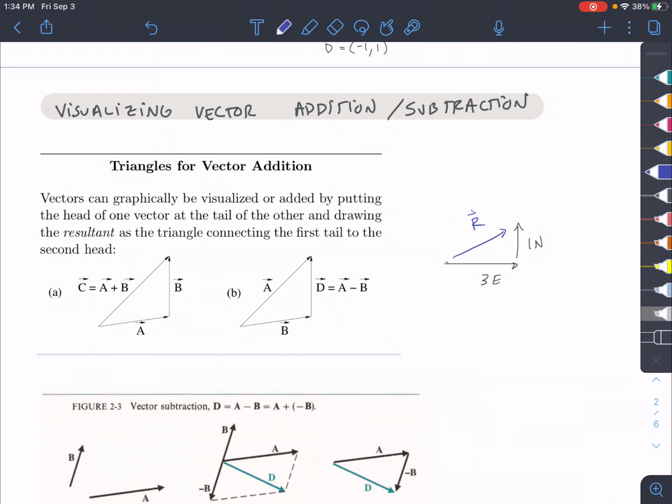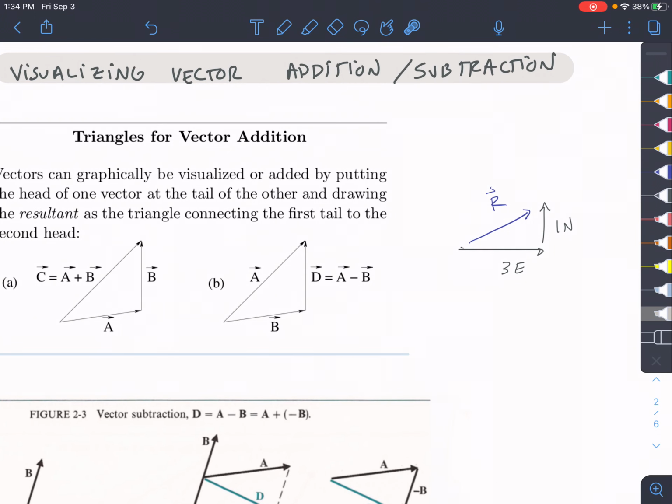When we're adding vectors together, if we think about it in that way, I'm going this far in this direction, and then I'm going this far in this direction. So what's my resulting vector? It's going to go tail to head. So this is the resulting vector.